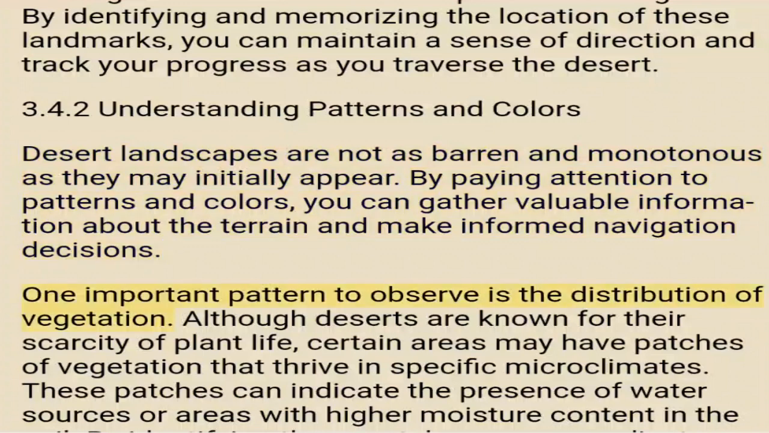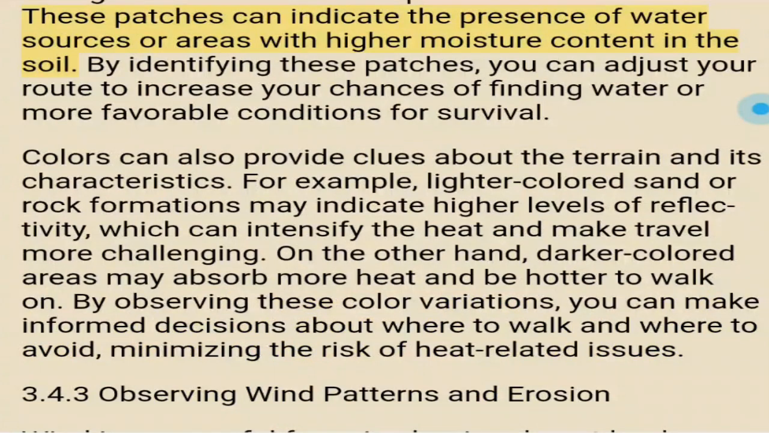One important pattern to observe is the distribution of vegetation. Although deserts are known for their scarcity of plant life, certain areas may have patches of vegetation that thrive in specific microclimates. These patches can indicate the presence of water sources or areas with higher moisture content in the soil. By identifying these patches, you can adjust your route to increase your chances of finding water or more favorable conditions for survival.